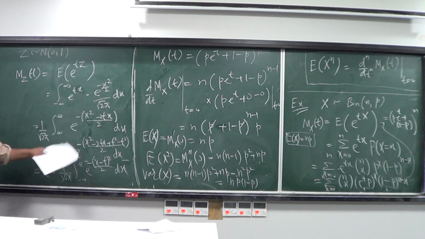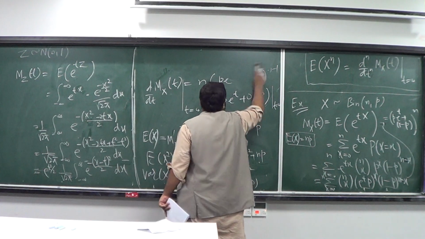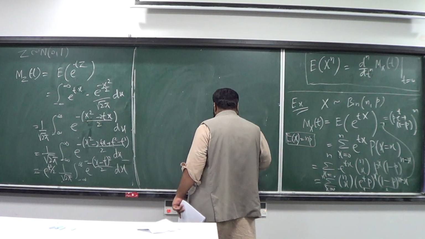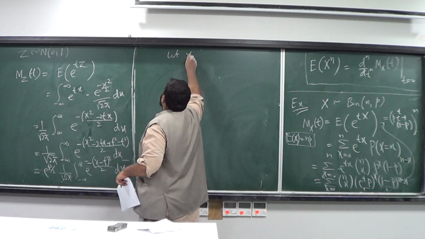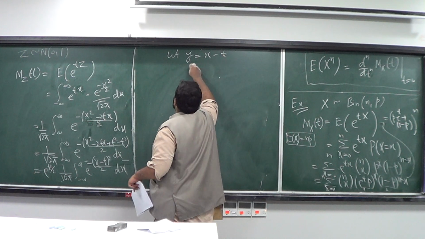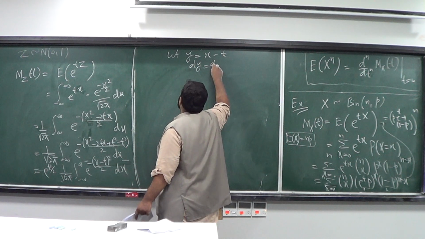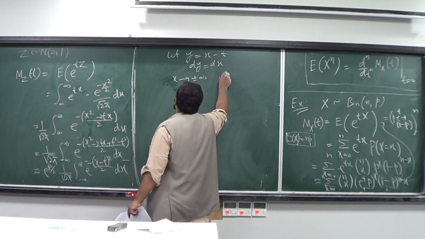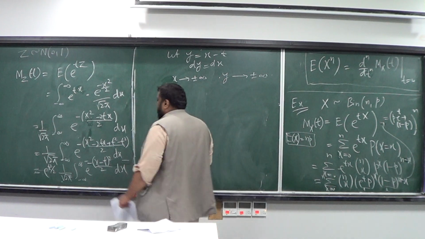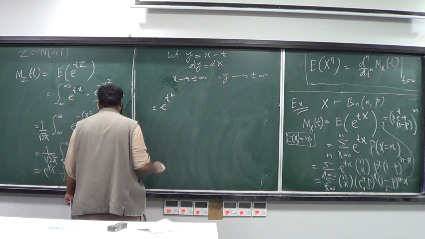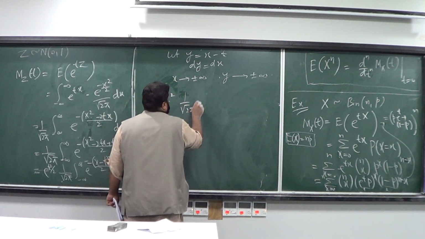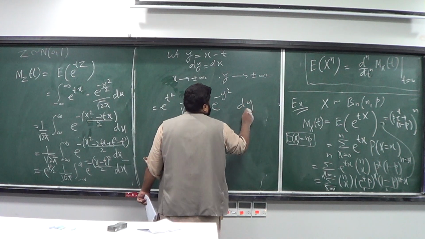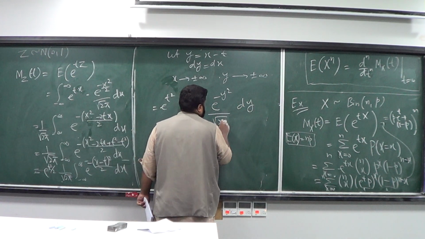And then I can make my favorite substitution. Let's substitute y equal to x minus t. Then the derivative of y with respect to x gives dy equal to dx. And obviously, as x goes to plus or minus infinity, y will also go to plus or minus infinity. So this integral will become e to the t squared upon 2, 1 over the square root of 2 pi, and e to the minus y squared upon 2, and dx will become dy. And if I wish, I can write this 1 over the square root of 2 pi inside.